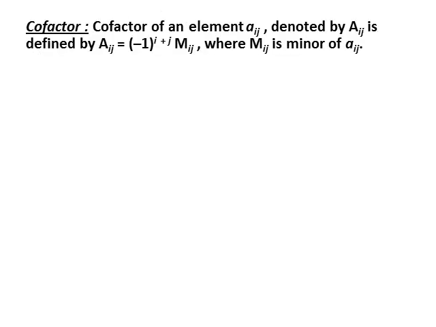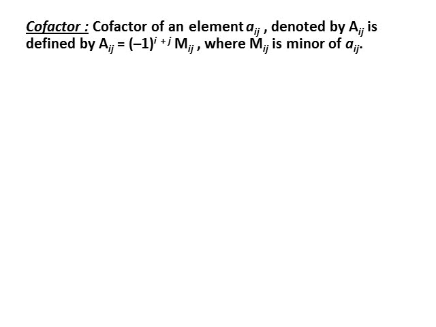Next is cofactor. Cofactor of an element Aij, denoted by capital Aij, is defined by capital Aij equals minus 1 raised to power i plus j multiplied by Mij, where Mij is the minor of Aij, and minus 1 raised to power i plus j is the position sign of elements, which we have already discussed in previous lectures. Students, we can also denote cofactor by Cij.